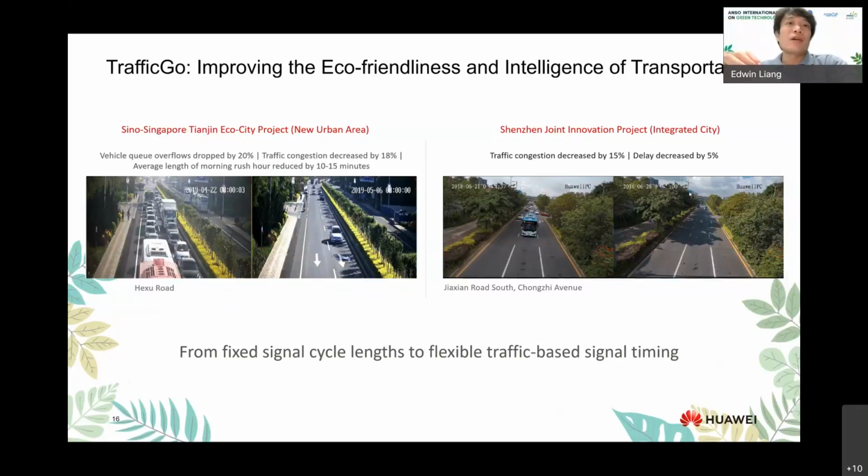And here are two examples shown. One is in Tianjin city, and the other one is Shenzhen city. From the picture, you can see before using this technology, there was very heavy traffic. But after that, the road is clear. And the rush hour has been reduced by 10 to 15 minutes every day.